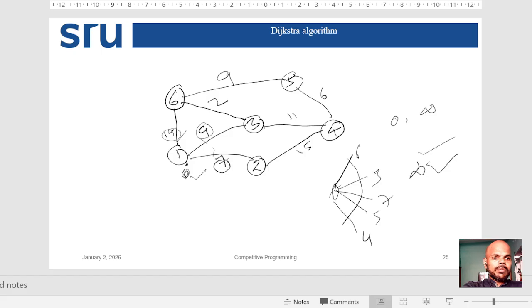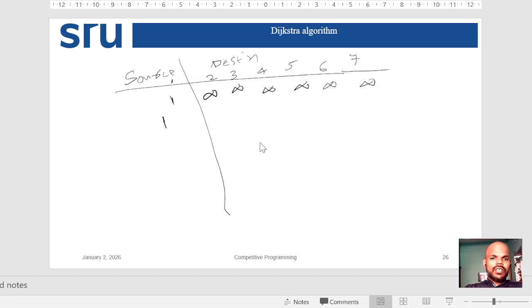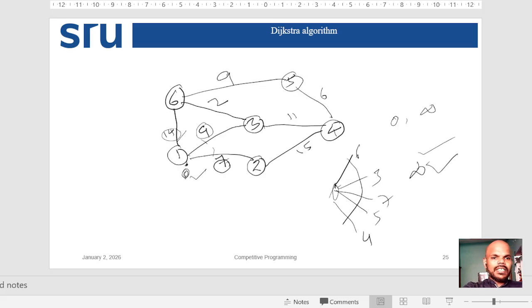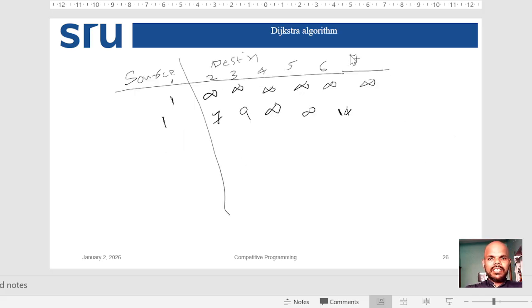Now in that position, what will I update here? 1 to 2, what is the distance? 1 to 2 is 7. 1 to 3, what is the distance? 9. 1 to 4, I don't have any direct connection. 1 to 5, I don't have any connection. 1 to 6, I have 14. So 7 is there, no, 7 is not there, sorry, I wrongly wrote this. 7 is not there.